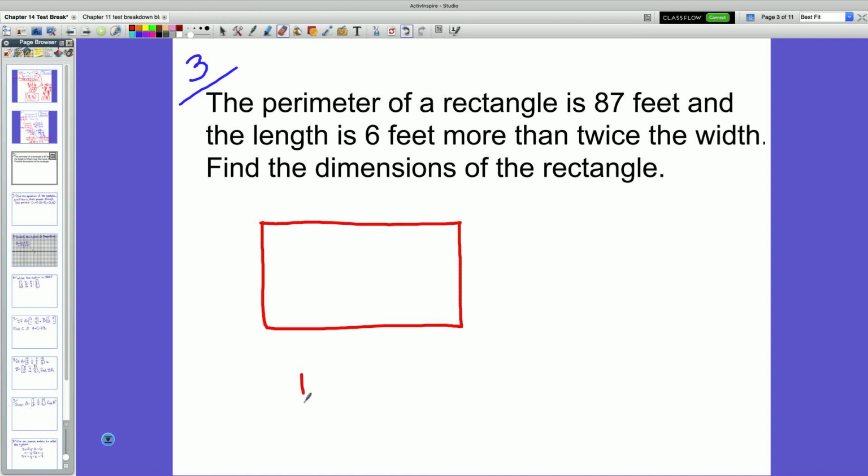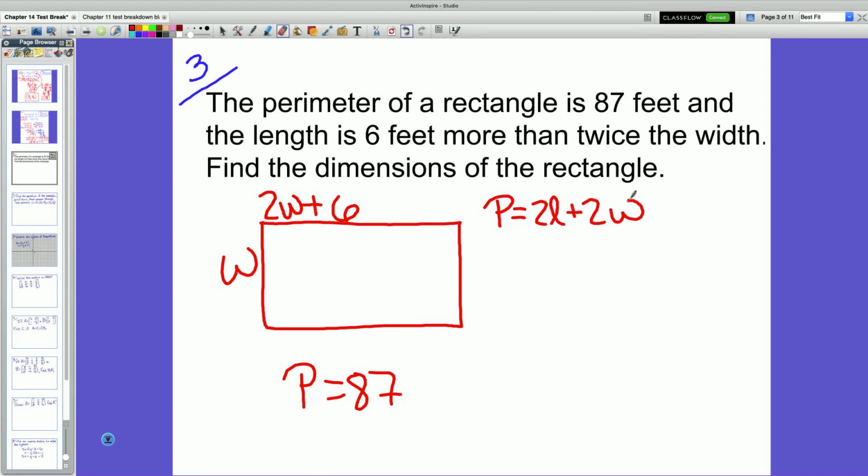So it says perimeter is equal to 87. The length is 6 more feet than twice the width. So 2w plus 6, right? Twice the width plus 6. All right, so then formula for the perimeter. So perimeter is equal to 2L plus 2W. So now I plug in what it gave me. So perimeter is 87.